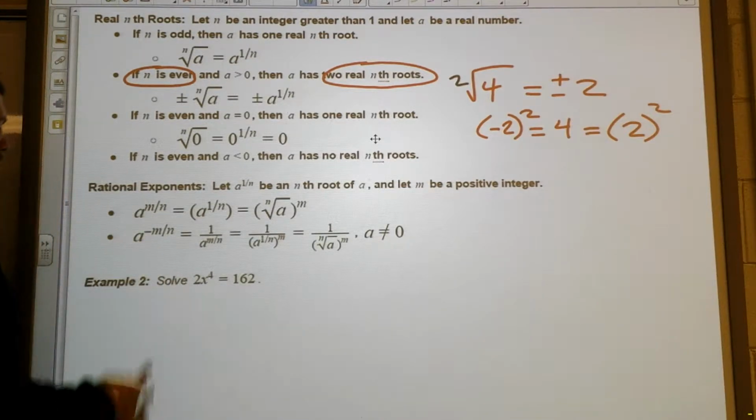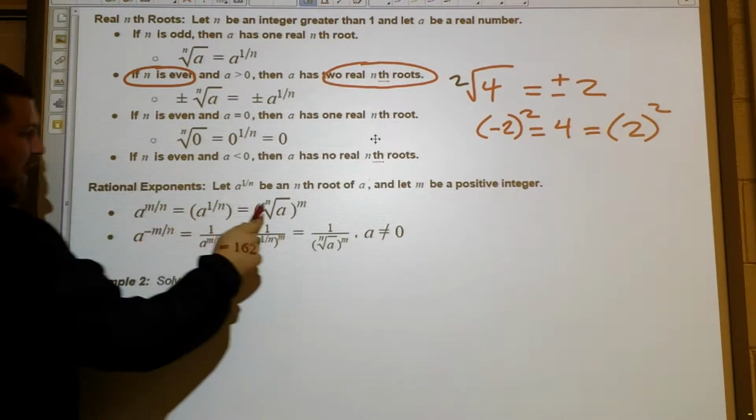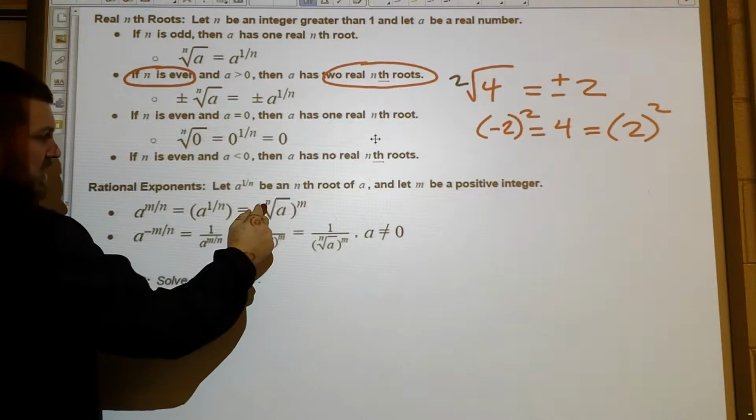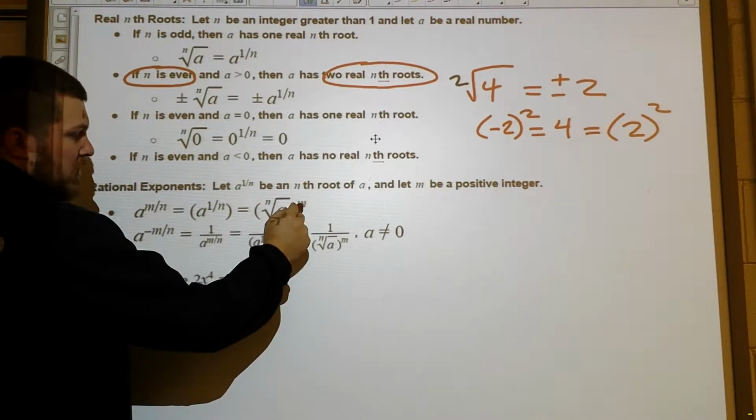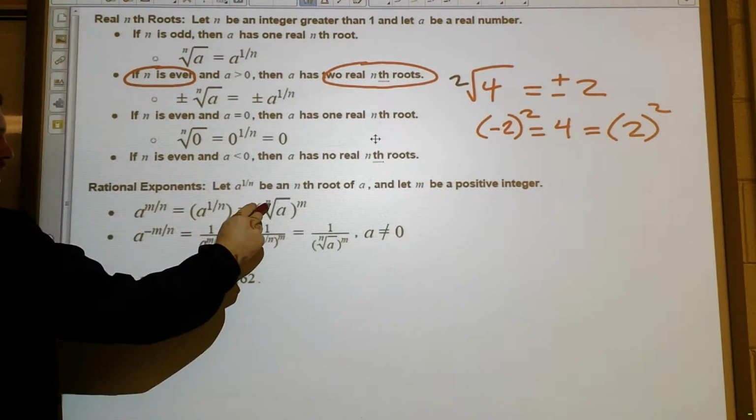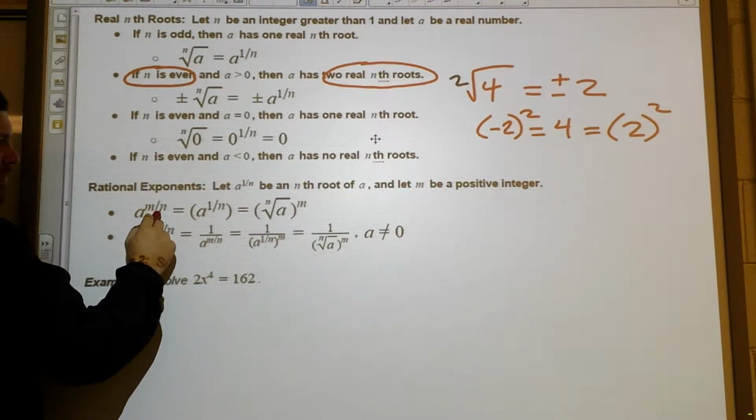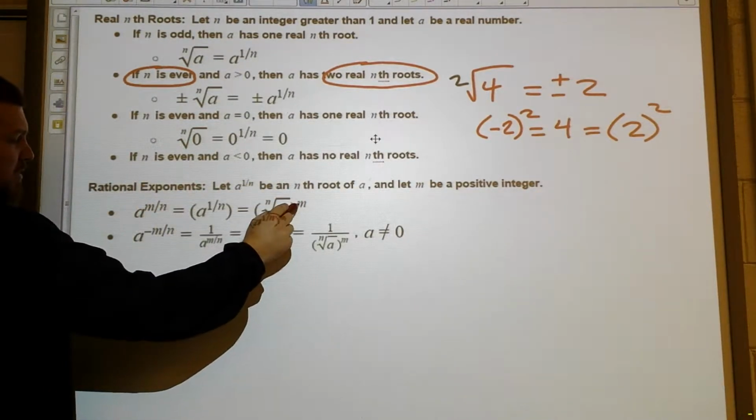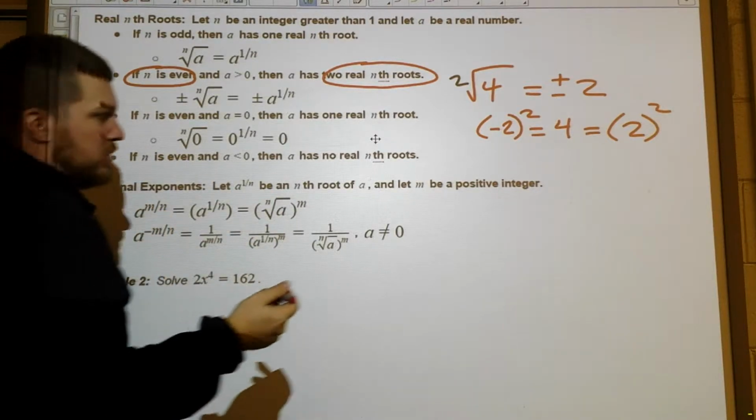And here, a few more properties. So here I have n as my index, and I have a power of m on the outside. Well, I can rewrite that as n is my index, so it goes on the bottom of our fraction. My power that's on the outside is going to go on top of the fraction.